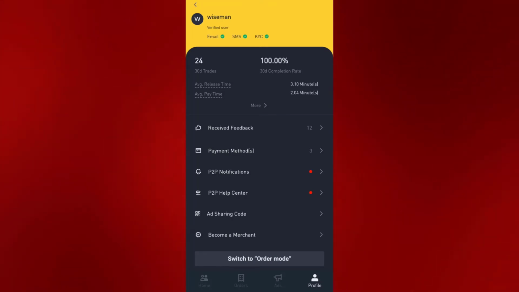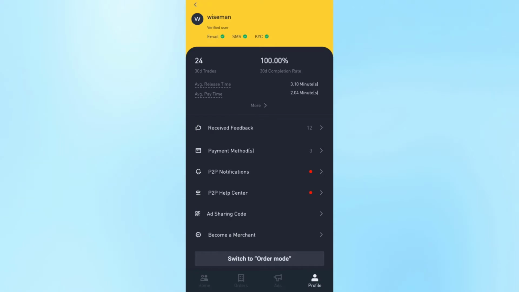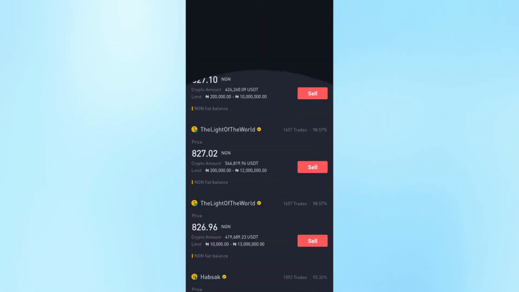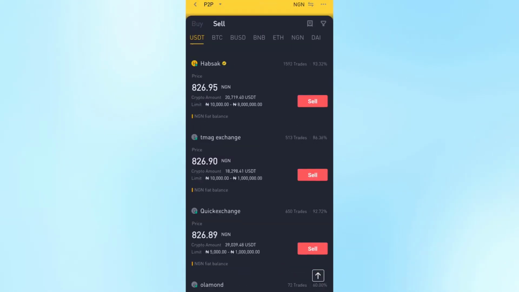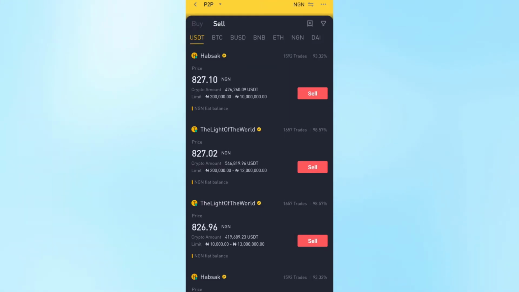And then after that, if you're done with this advertisement side, you can just come over, click on switch to order mode, and then everything will come back to the order mode. Now you see everything has gone, and the only thing we have here is buy and sell. But right now I just want to quickly go back to being an advertiser.